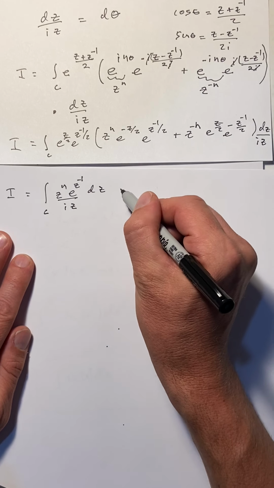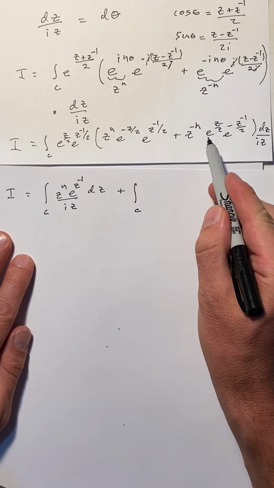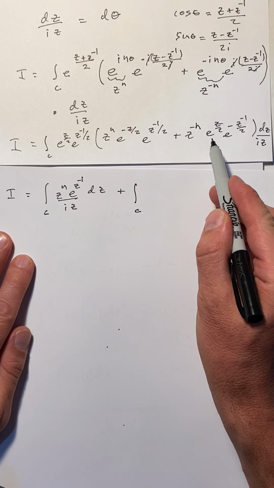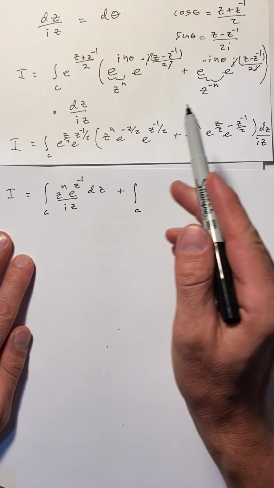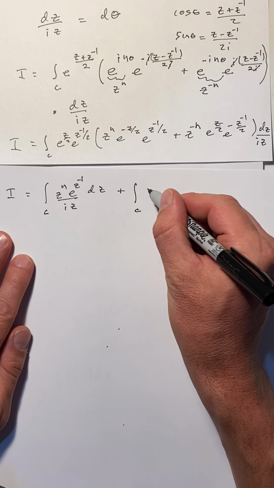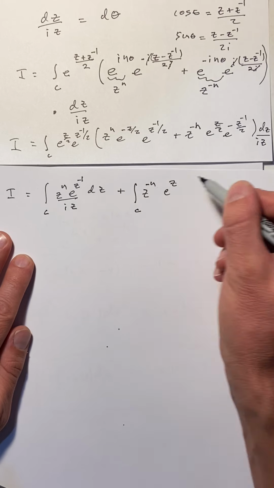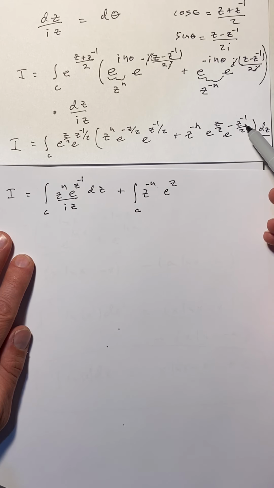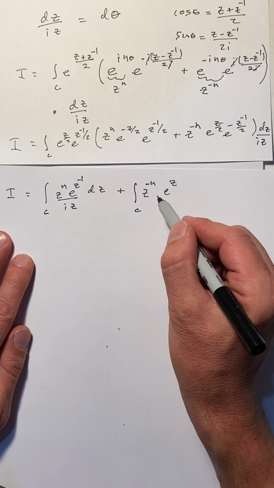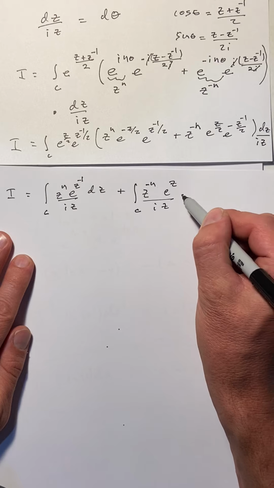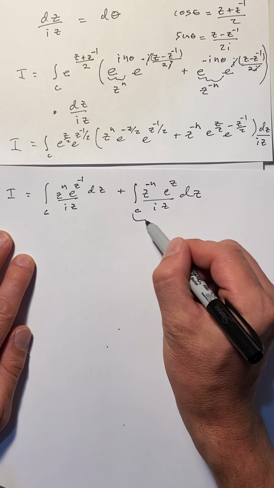The second integral, notice in this one that e to the z over 2 will multiply by this e to the z over 2 and just give me e to the z. So I get z to the minus n, e to the z, and then this e to the minus z to the minus 1 over 2 cancels with this term here, over iz dz. I'm going to do this second integral first.